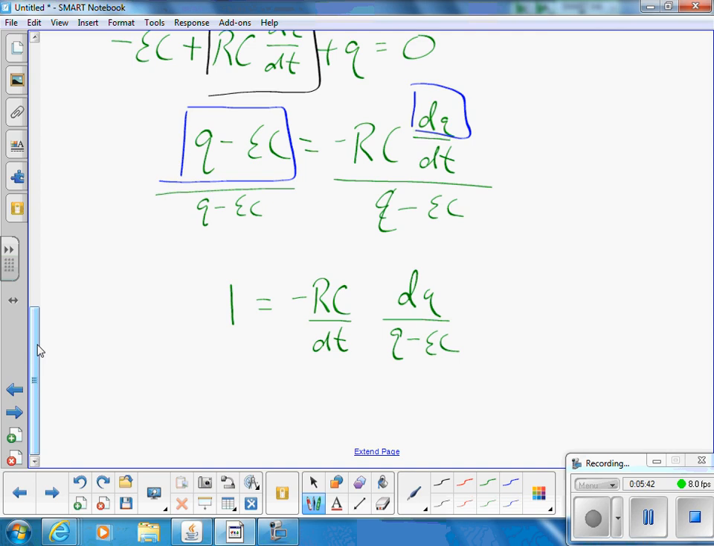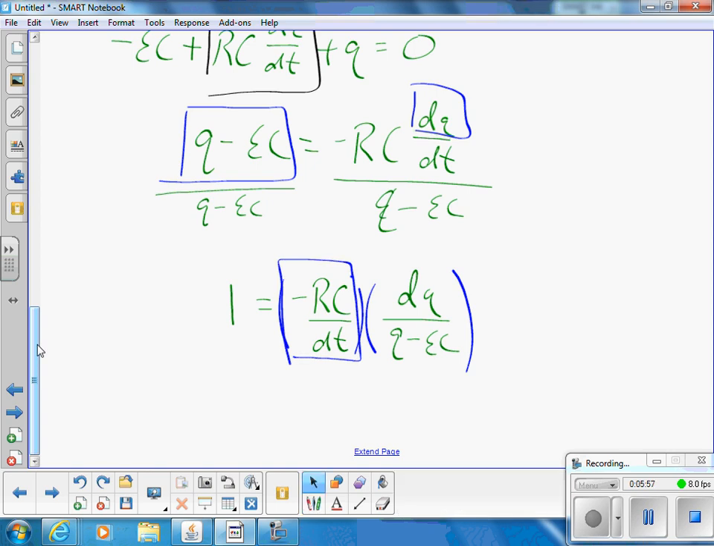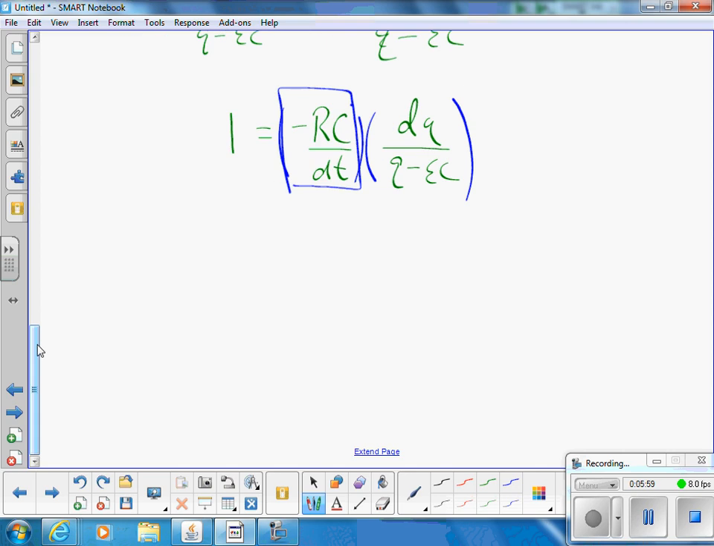Okay? These terms are multiplied by each other on the right-hand side. So I'm going to divide each side by this negative RC over dt term to get it over to the left-hand side. And that leaves me with negative dt over RC is equal to dq over Q minus EC. Okay, this has been a bunch of algebraic rearrangement that gives me all the time stuff on one side and all the charge stuff on the other.